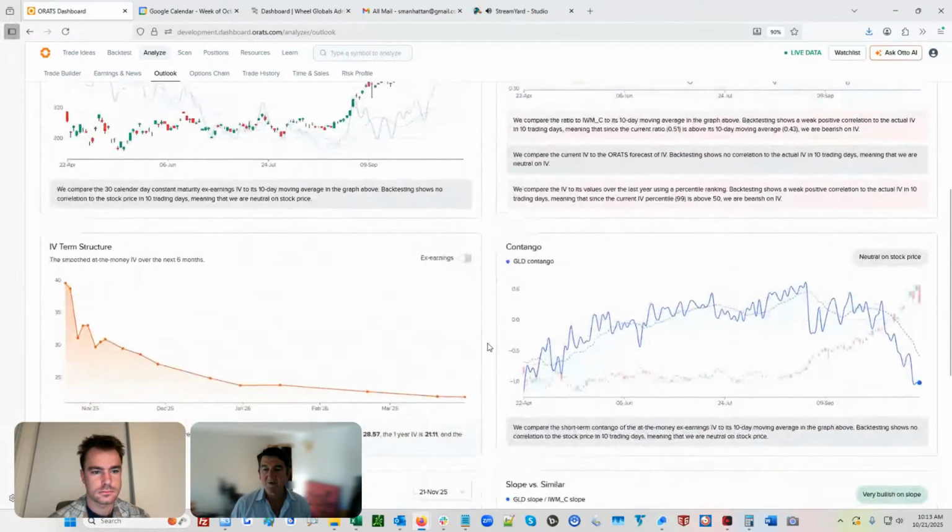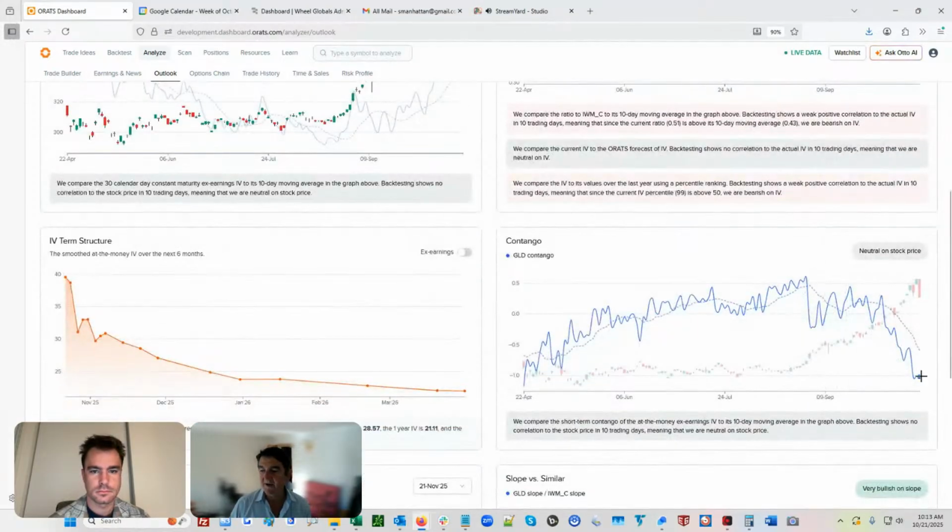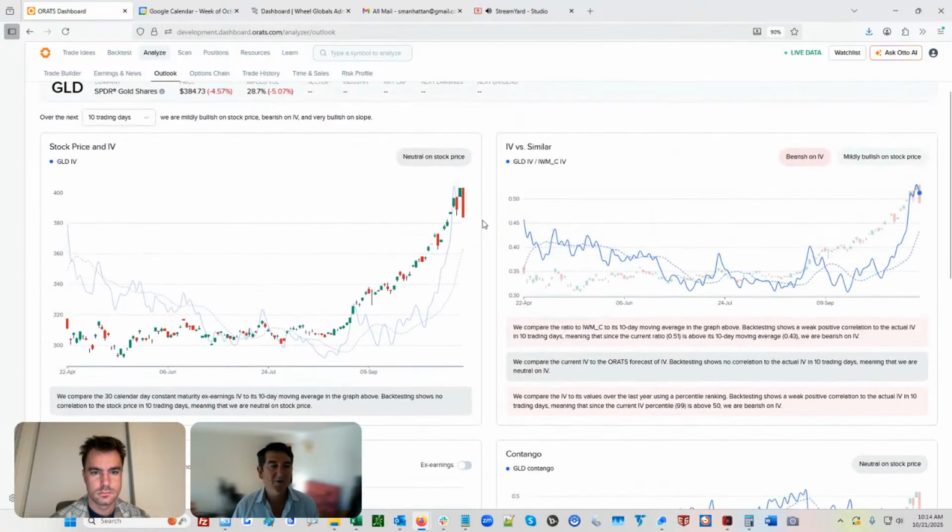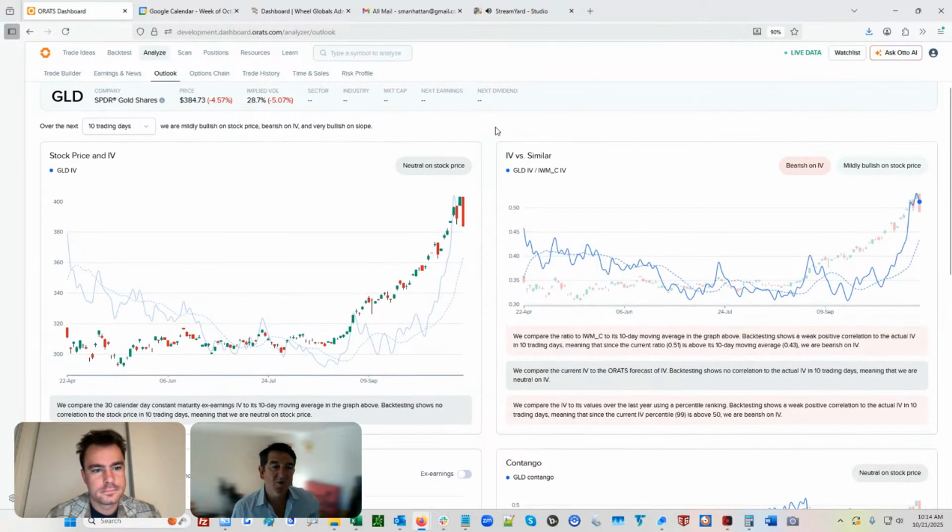So those are the big things that we're looking at now. Definitely, this is at a range that we haven't seen in a while. Contango, definitely in the trade builder, we have a range that we really haven't seen before as well. So this is something. Gold is a stock that we would think about for that type of a trade.